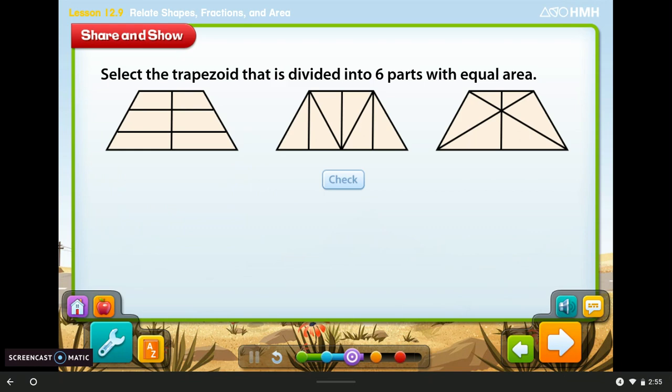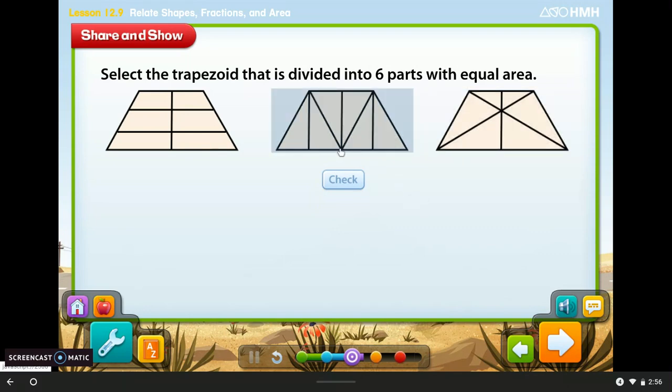So we're selecting the trapezoid that is divided into 6 parts that have equal area. Remember, area is the inside, or equal size parts. So does this one have equal size parts? No. This side and this side do equal each other, but if you compare these pieces, this one's bigger than this one. How about this guy? Not quite, right? Because this one's a little triangle and this one's a very big triangle.